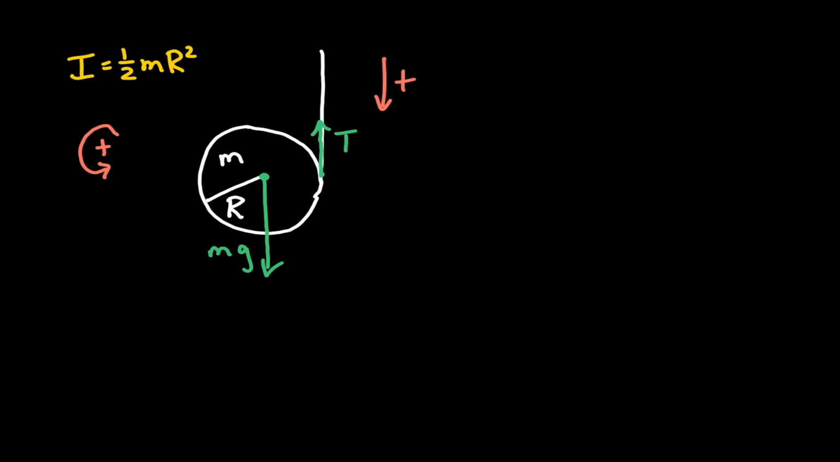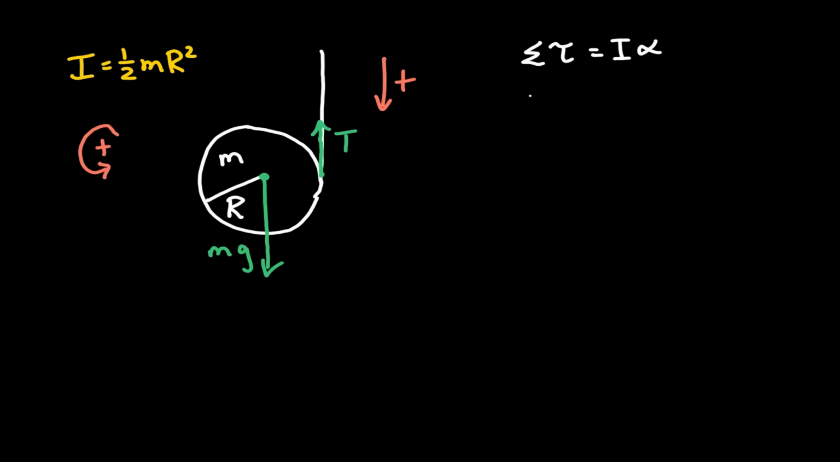There's gravity force pulling it down, mg, and there's tension force pulling it up along the direction of the string, and it's going to be in the up direction. Our game plan will be to first find an expression for the tension force. Then, using that expression for tension force, we're going to find the linear acceleration as the cylinder is falling.